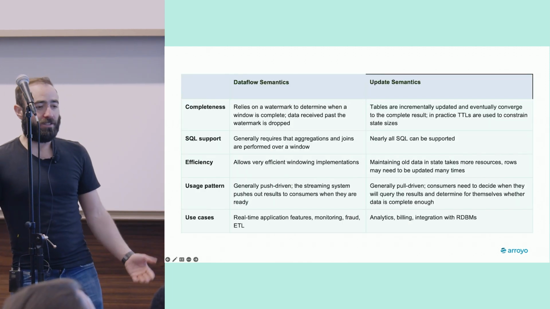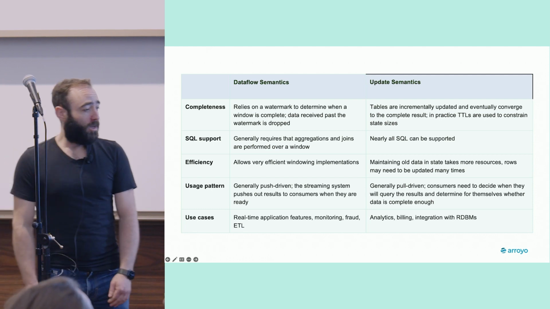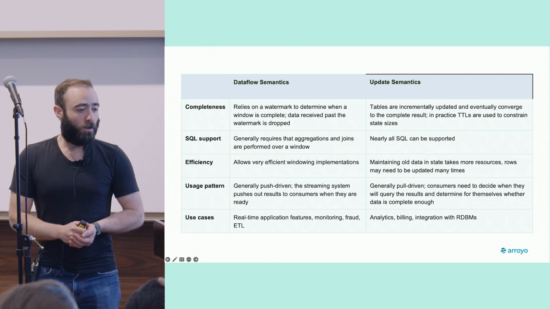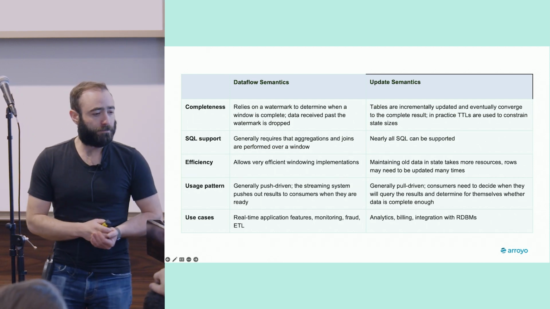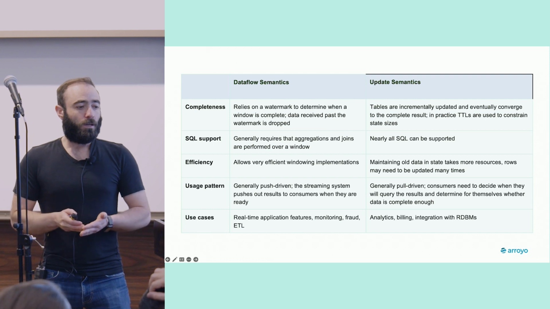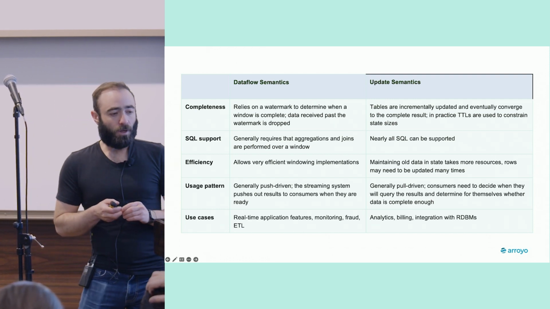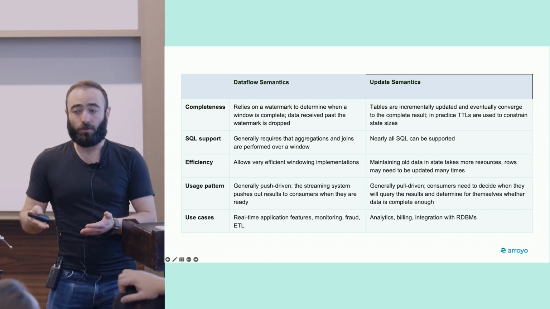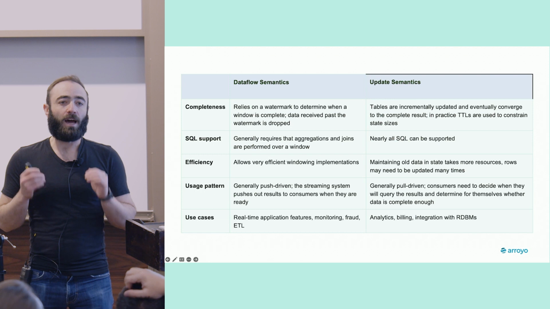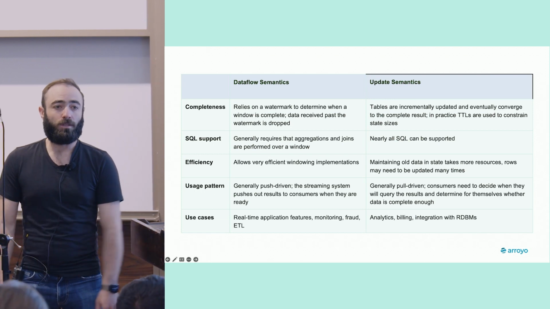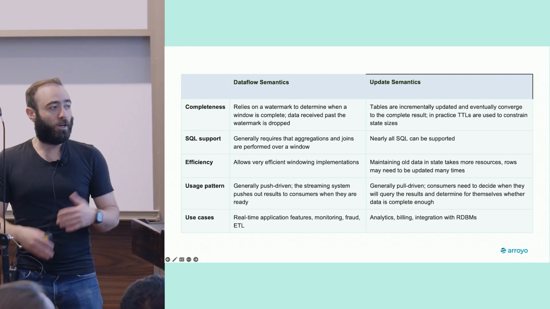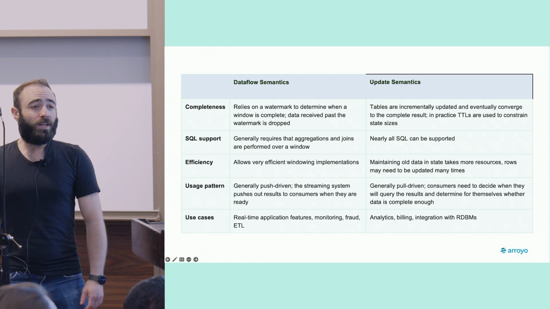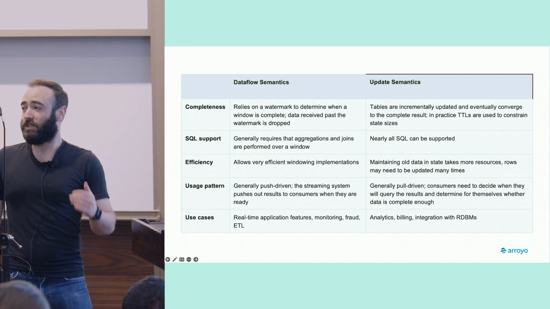So we have these two different semantics, two different ways of thinking about streaming SQL. I think there's no right answer to which one you should be using or which one databases should support. They really have different benefits and drawbacks. For dataflow semantics, we rely on a watermark to decide when windows are complete. That means that we can lose data if it arrives after the watermark. But on the plus side, it gives us a time that we can actually handle that result. With update semantics, we incrementally converge to the answer, so we can always handle late data up to our TTL. But we never get told by the system, here's when you can actually use this data.